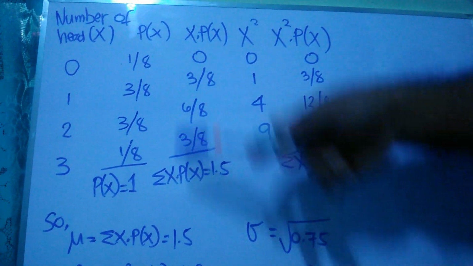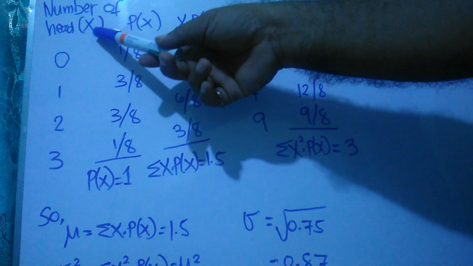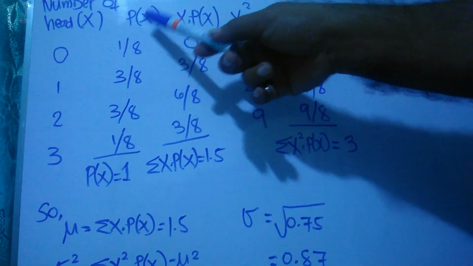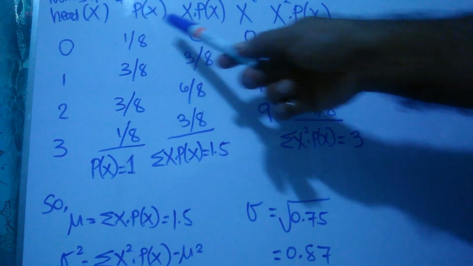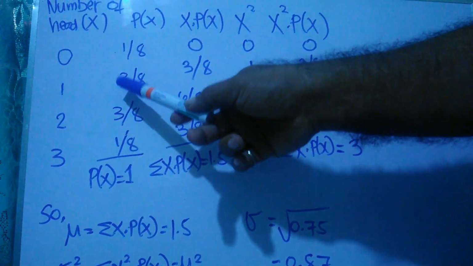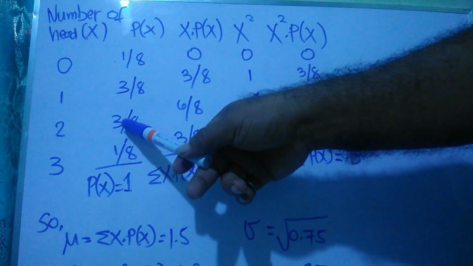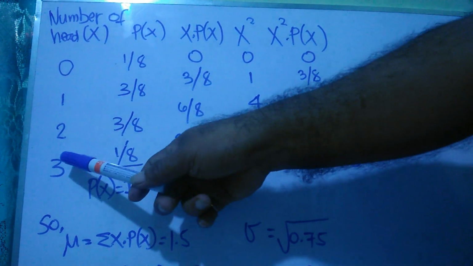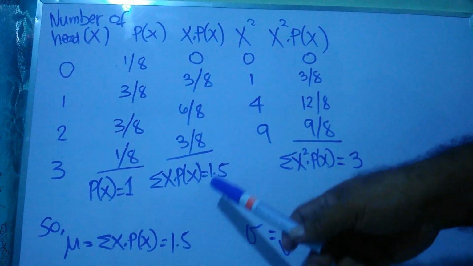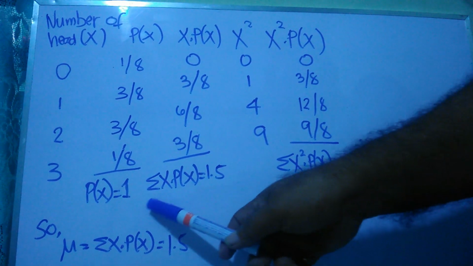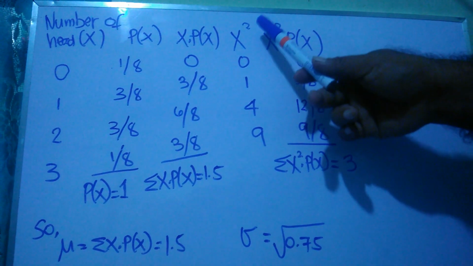Okay, so the third column is the random variable x times the probability of x. 0 times 1/8 equals 0. 1 times 3/8 equals 3/8. 2 times 3/8 equals 6/8. And 3 times 1/8 equals 3/8. And the sum of x times the probability of x equals 1.5.